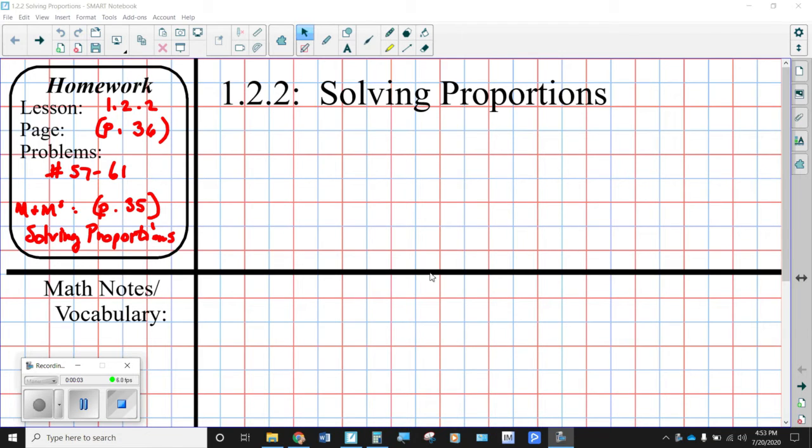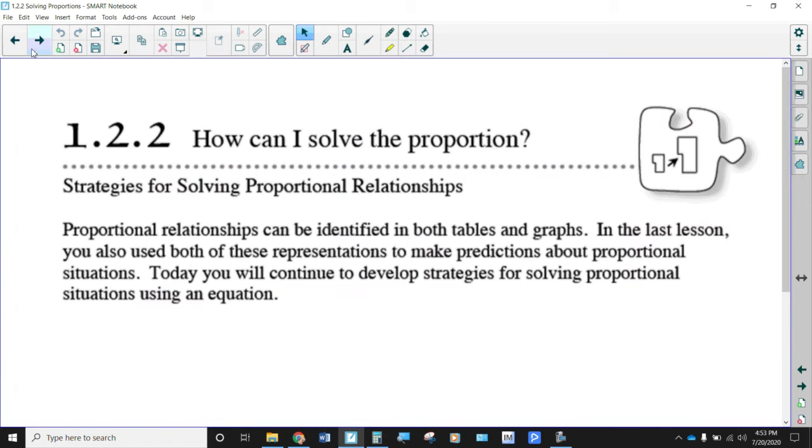Ready for today's lesson. It's the last lesson of chapter 1, which is primarily review, right? We're going to build on what we were working on in the previous lesson, where we were looking at proportional relationships. And now we're going to actually solve some problems that involve proportional relationships. Proportional relationships can be identified in both tables and graphs. In the last lesson, you also used both of these representations to make predictions about proportional situations. Today, you will continue to develop strategies for solving proportional situations using an equation.